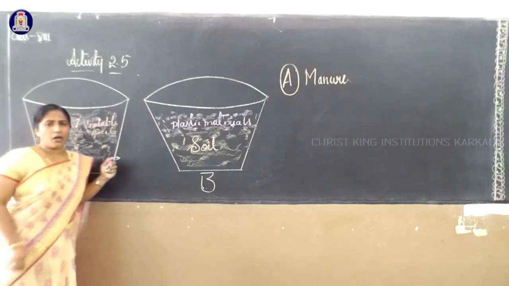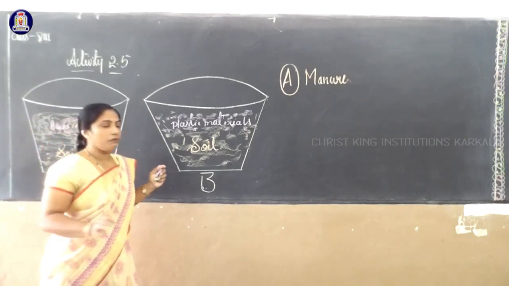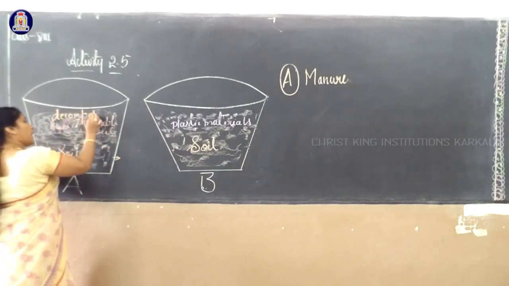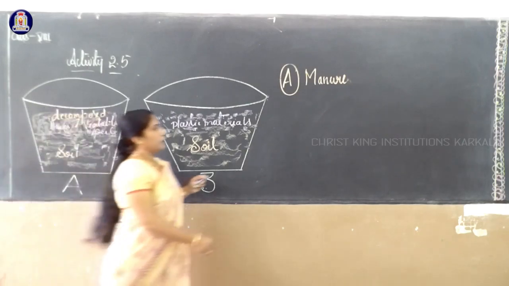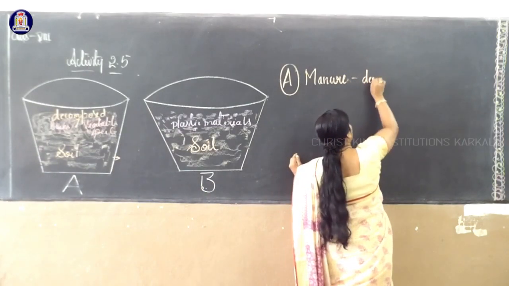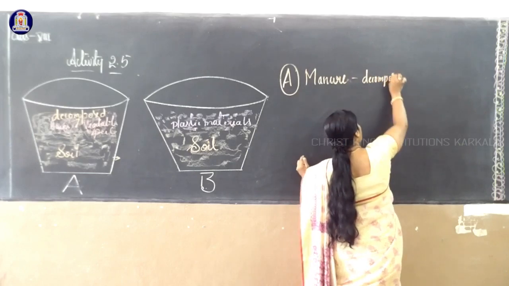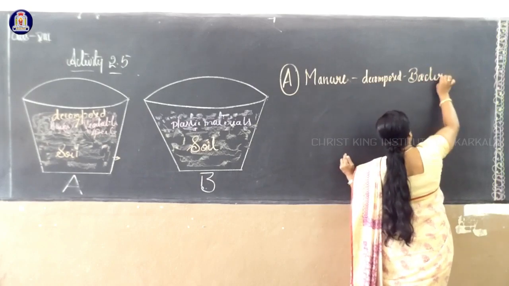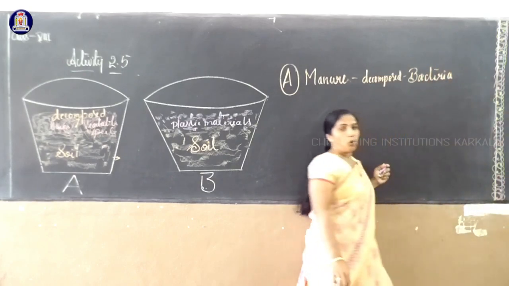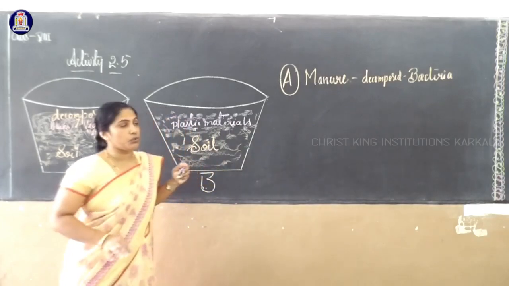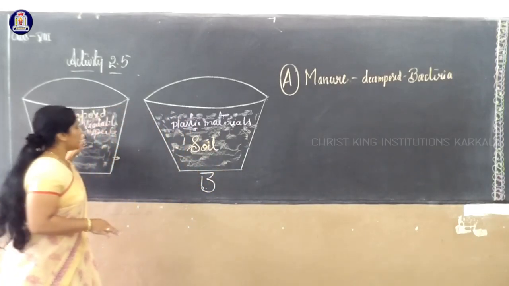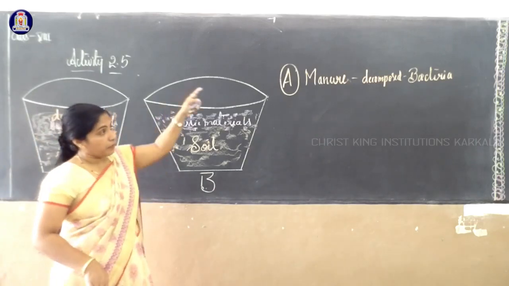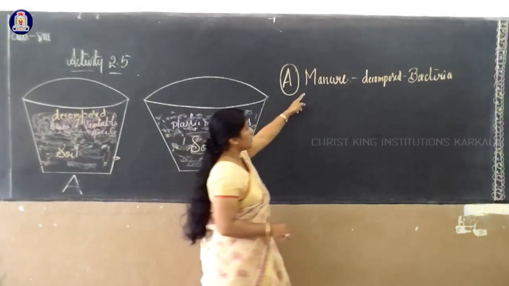There is a question mark. How is it converted into manure? Everything will be decomposed. Decomposed by dash. It is decomposed by bacteria. So bacteria is a microorganism. It is beneficial to us to convert the dead and decayed plants. Dead plants and animals will be eaten by bacteria and converted into manure.